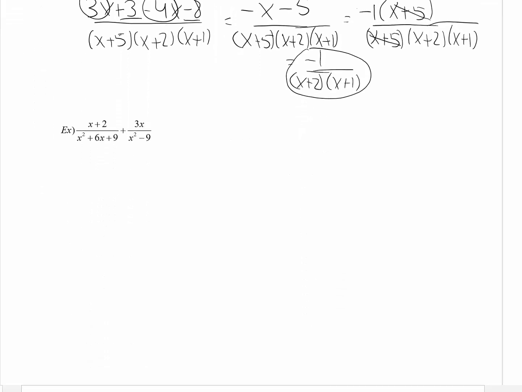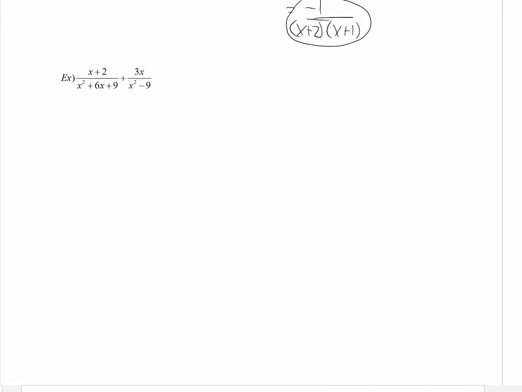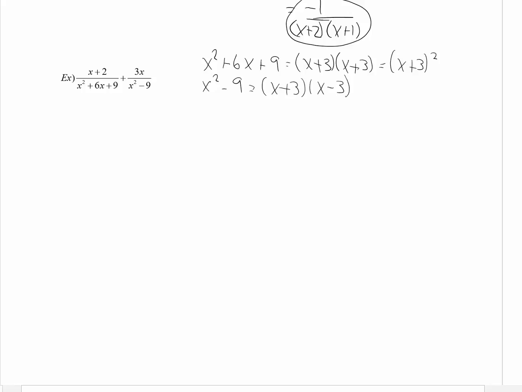Okay, let's take a look at the next example then. So again, the first thing I need to do, because the denominators are not the same, is to determine the LCD. In order to determine the LCD, I must factor each denominator. So x squared plus 6x plus 9 factors to be x plus 3 times x plus 3, which is the same thing as x plus 3 squared. X squared minus 9 is a difference of 2 squares. That factors to be x plus 3 and x minus 3.